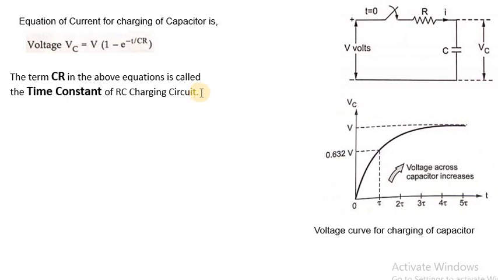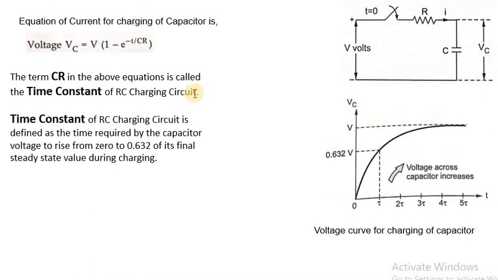Now how to define this time constant? The definition of this time constant is, time constant of RC charging circuit is defined as the time required by the capacitor to increase the voltage across it from 0 level to 0.632 times the final steady state voltage V is called as one time constant tau of RC charging circuit. I'll explain again.